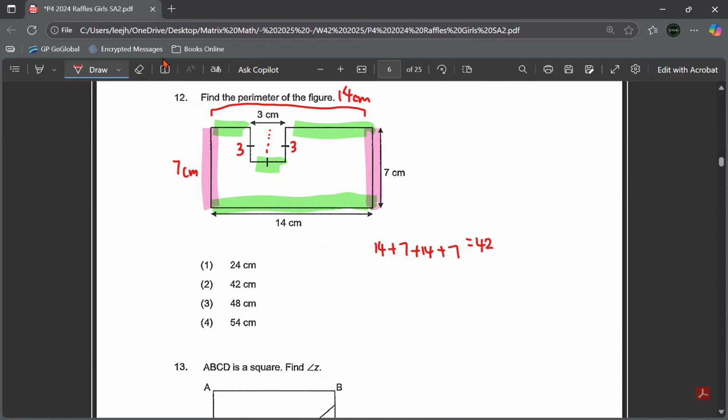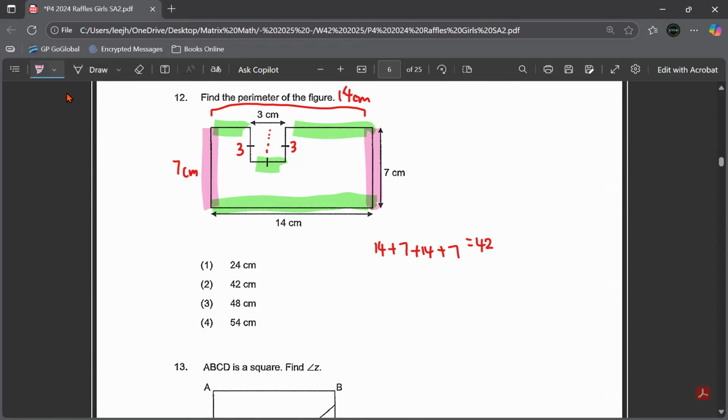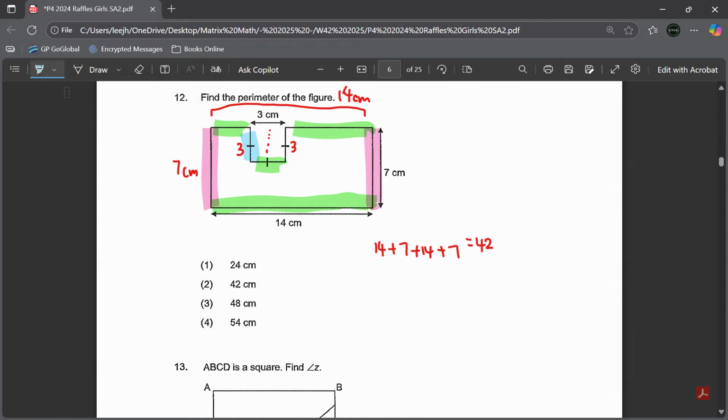But that's not my final answer because the perimeter has these two sides included. So you cannot tell me the answer is only 42. These two sides are also considered in the perimeter of the figure. So you still have to add in these two groups of 3. So 42 plus 3 plus 3, 48 cm. So option 3.